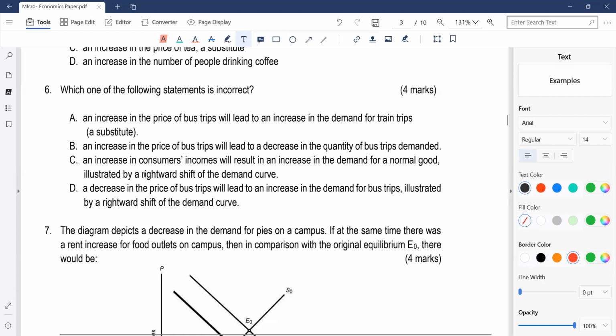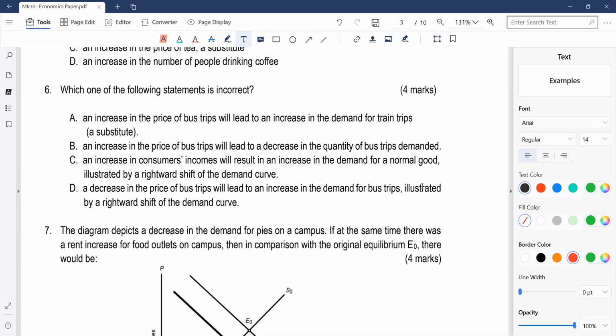C says, an increase in the consumer's incomes will result in the increase in the demand for a normal good. That's why we're saying a normal good has a positive income elasticity of demand, illustrated by a rightward shift of the demand curve. That one is true. Because if the consumer incomes increase for a normal good, we have an increase in demand, then the demand curve shifts to the right, which is correct.